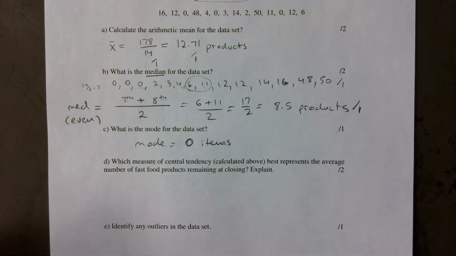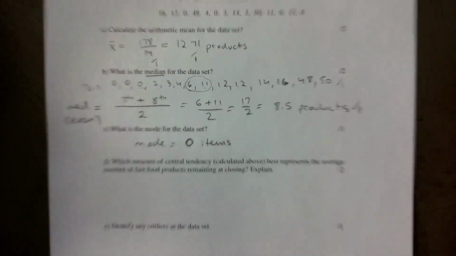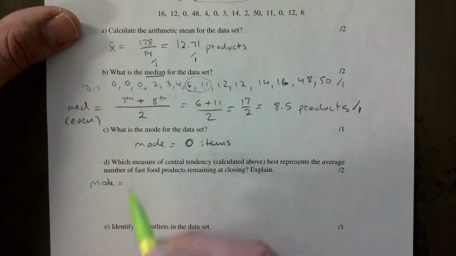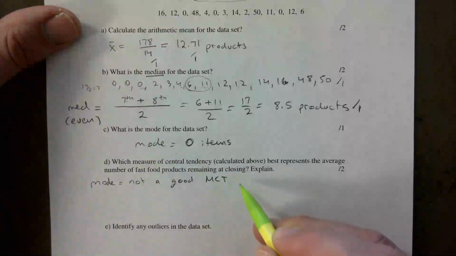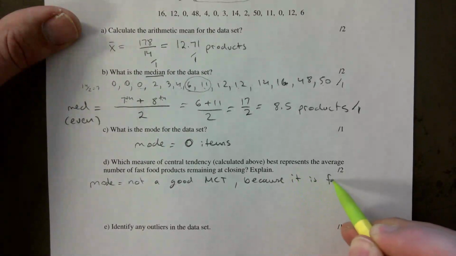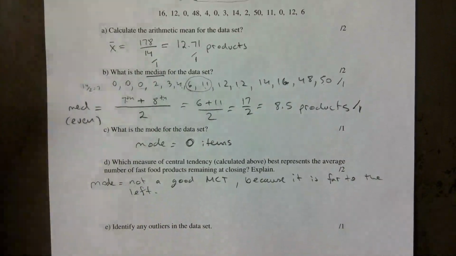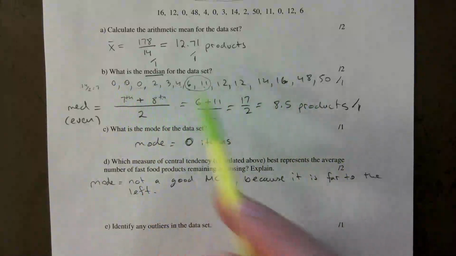Okay. So let me just say this. It's about the measure of central tendency, like what is the center or the middle of it. That's what you're kind of looking for. So I would say the mode is not a good MCT. Why? Because it is far to the left. Okay, that's why. It's too far to the left, like it's way over here. It's not the middle of our set.